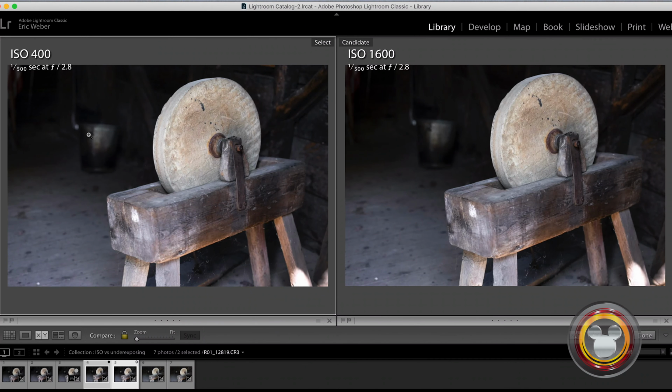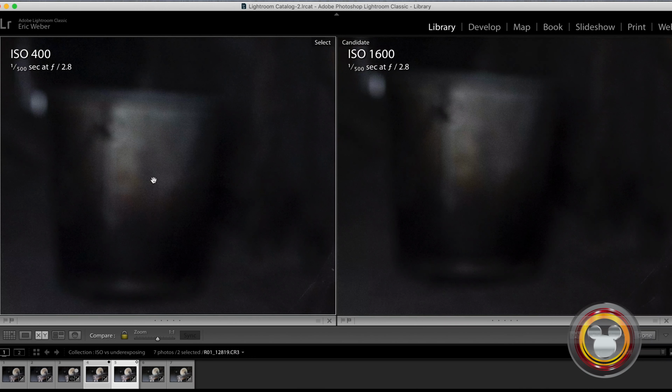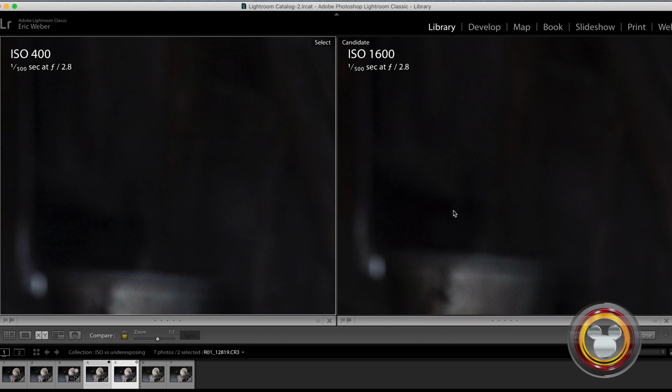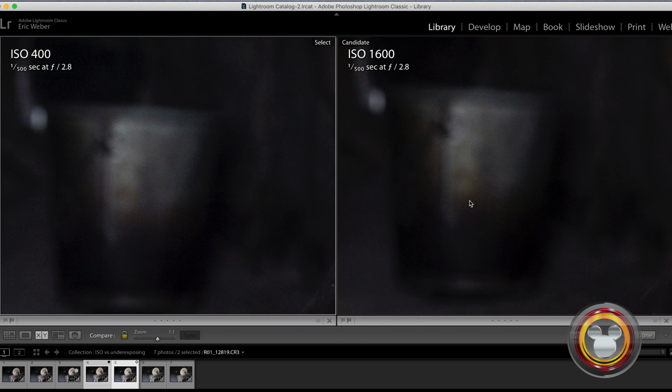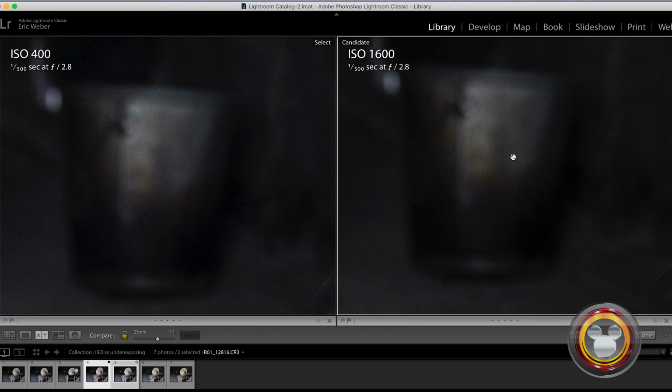So let's dig into the dark shadows in the back, and you can see on the right hand side the correctly exposed ISO 1600 image. There's a little bit of grain in there. Actually, it's really pretty good for an ISO 1600 shot. It's really not very grainy at all. And on the left hand side is the ISO 400 image, underexposed and then brightened up in Lightroom. And again, both of these are very comparable.